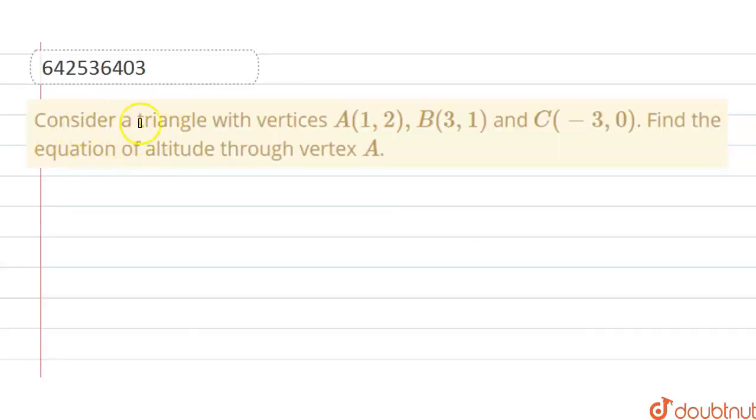In this question, we are given that consider a triangle with vertices A (1, 2), B (3, 1), C (-3, 0), and we have to find the equation of the altitude through vertex A. So first let us draw the triangle ABC.